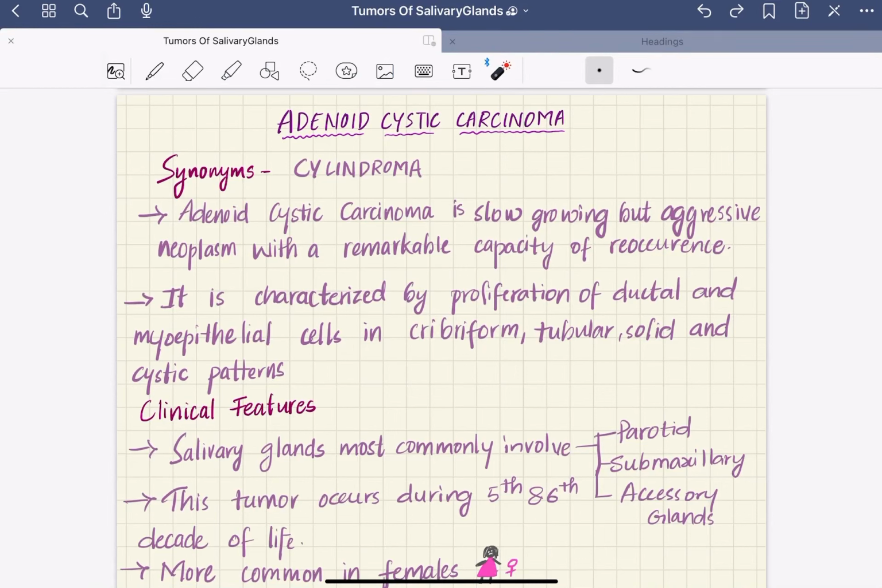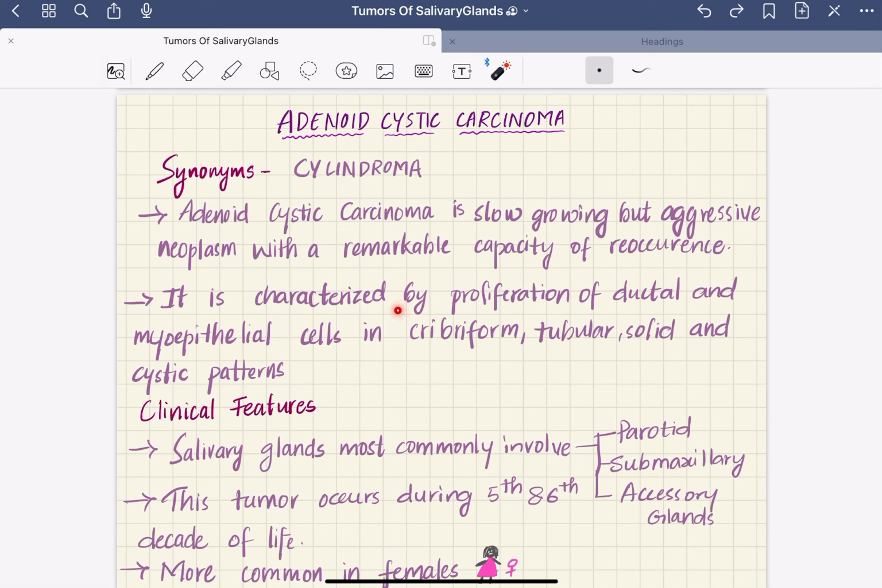Hello everyone. Today we are going to discuss adenoid cystic carcinoma. The synonym of adenoid cystic carcinoma is cylindroma. It's also asked as cylindroma in university examinations. Adenoid cystic carcinoma is a slowly growing but aggressive neoplasm with a remarkable capacity for recurrence.